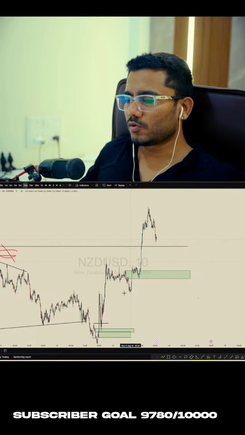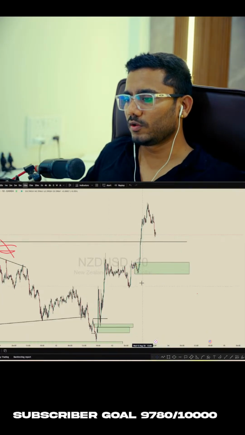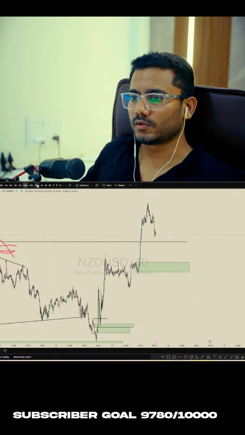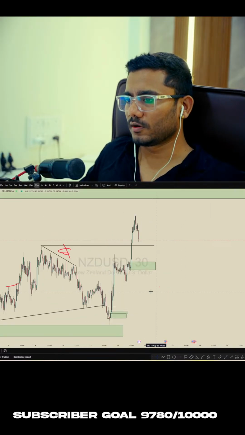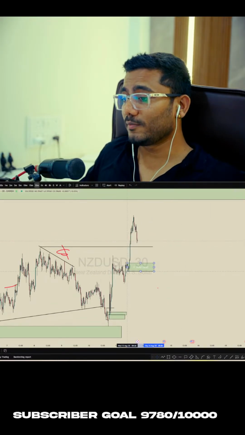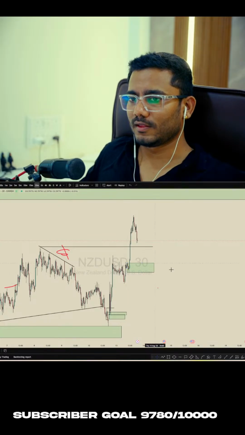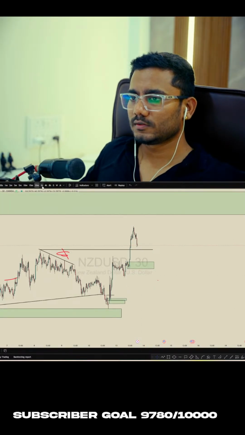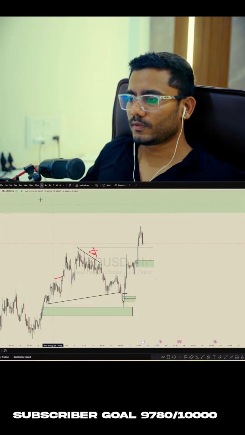Also, look at this NZDUSD level. We have this breaker block and this whole thing going on to the right side. So this will be our important zone on NZDUSD. This is the 1 hour block.